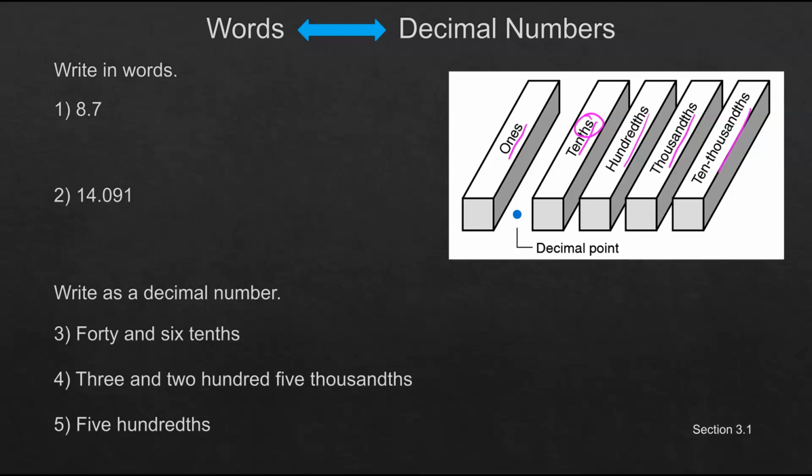All right, we're going to write these first two in words. If you take a look at number 1, normally we would say it 8.7, but that's not really how you say that. Actually, we'd say 8 and 7/10, because the 7 is in the tenths place and the 8 is in the ones place, so 8 and 7/10.